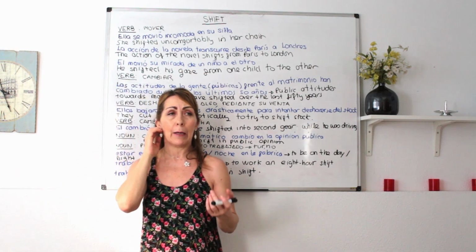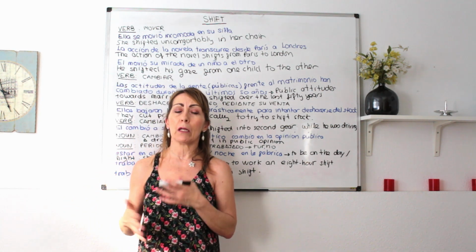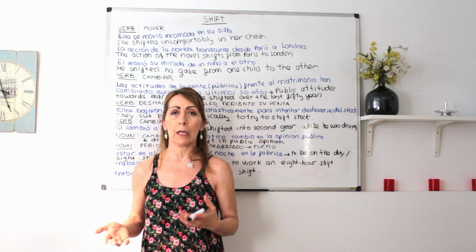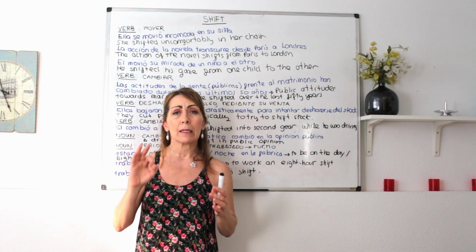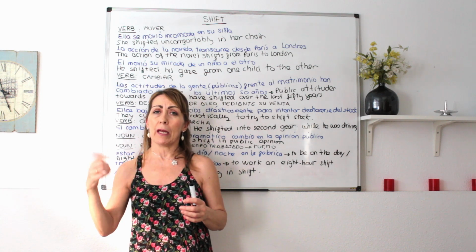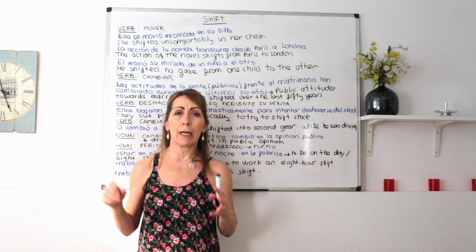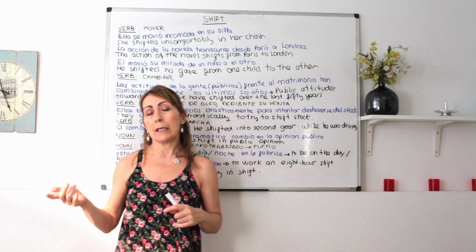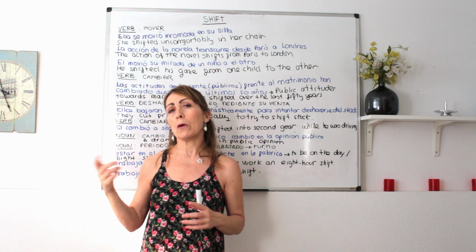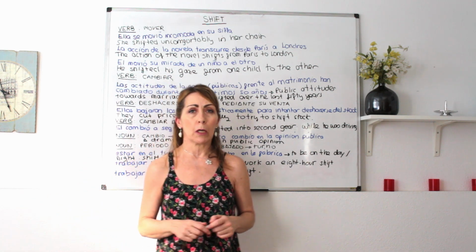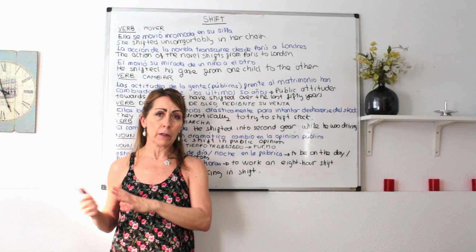For example, algunas personas tienen problemas siguiendo el ritmo de los cambios tecnológicos. Tener problemas, have trouble, and then the verb, we have to add ing to the verb. Seguir el ritmo, to keep up with, siguiendo el ritmo de los cambios tecnológicos. So, it's the shifting sands of something.